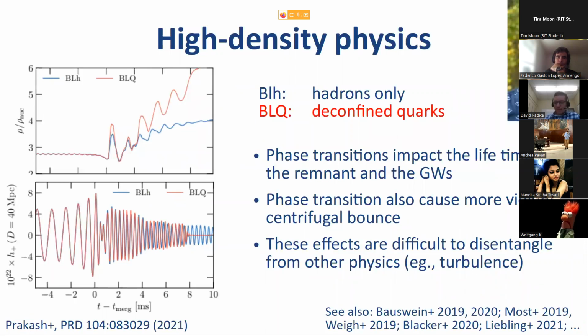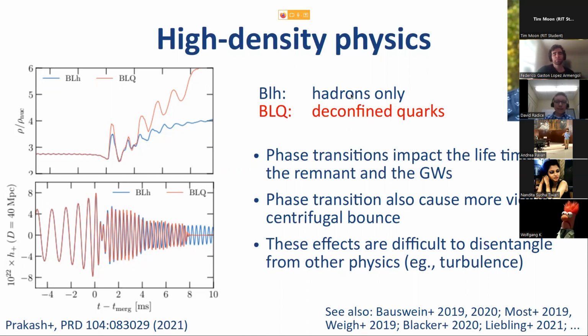There are other things that happen in the post-merger that we hope to understand and that may or may not be revealed by just looking at the peak frequency. For example, one possibility that has been discussed in the literature often is the possibility of quark deconfinement in the post-merger because of the high densities and temperature reached in the remnant. Now, according to some equation of state models, it's possible that this deconfinement will show up in a deviation of the F-peak from what is expected from universal relations.